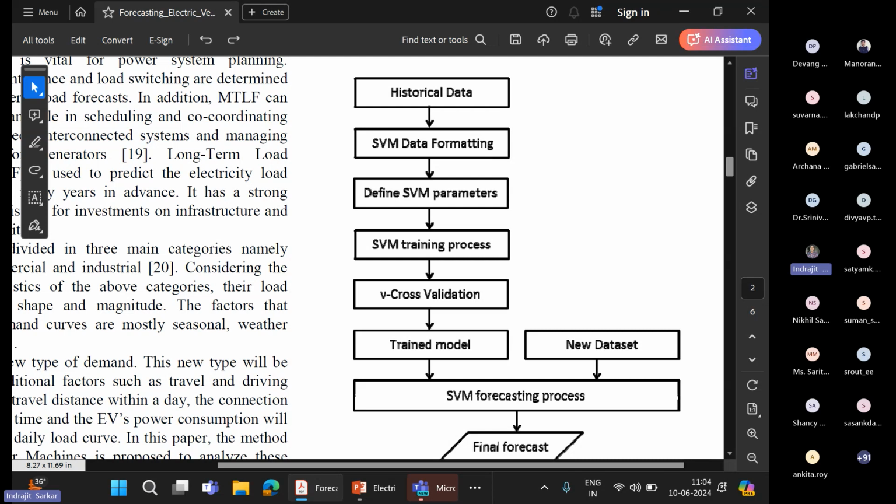Now the model is ready. Now a new data set is coming, and based on that you have to forecast. So SVM forecasting is done and the final forecast is produced. The first thing you need is historic data. So how to get historic data?